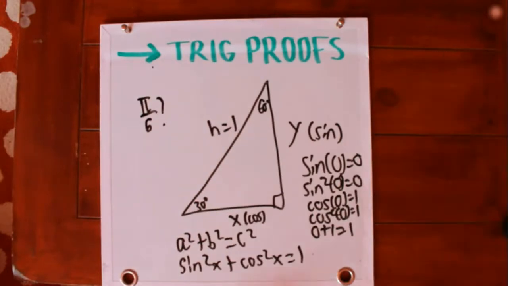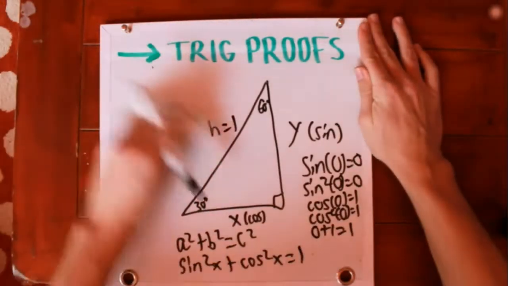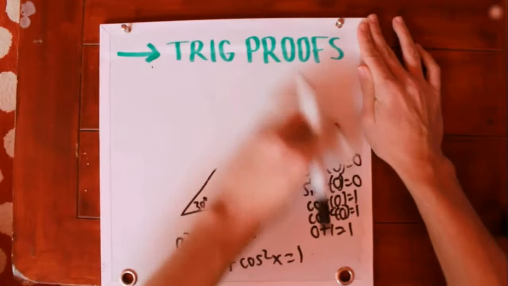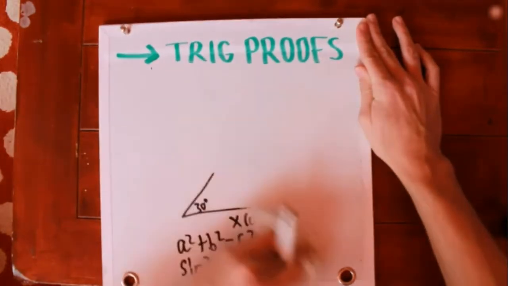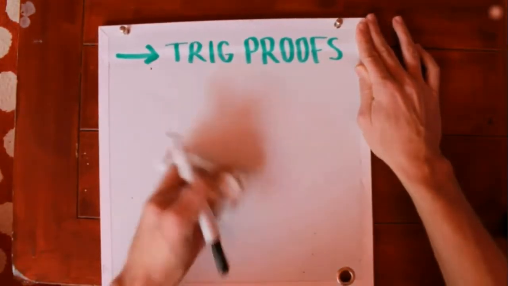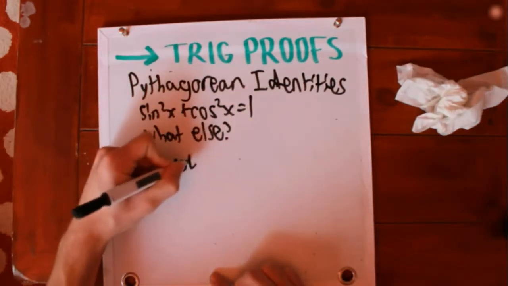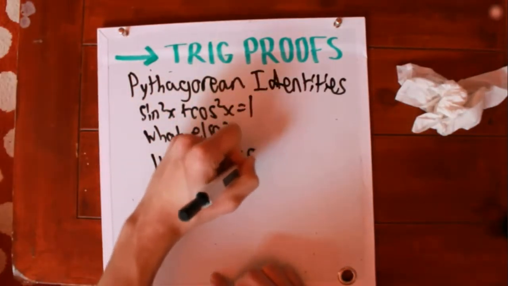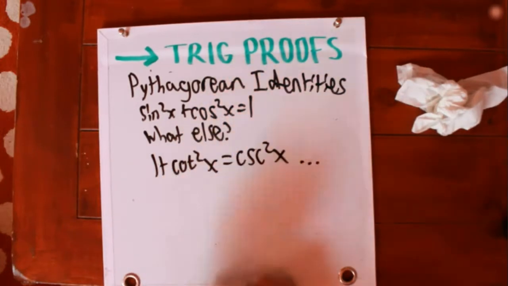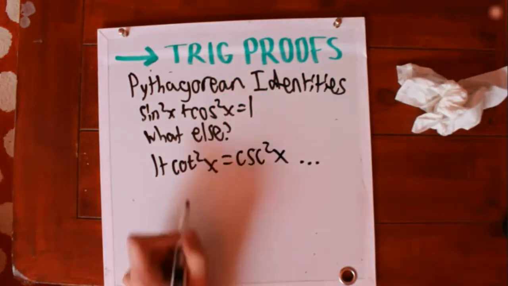Sine squared of x plus cosine squared of x equals 1 is only one of 3 Pythagorean identities which are based on the Pythagorean theorem. It's definitely the most important one, but there are 2 more I should show you. The next Pythagorean identity is 1 plus cotangent squared of x equals cosecant squared of x. And whoa, this identity looks weird. There's a bunch of squared inverse functions in it, and it's kind of hard to make sense of.